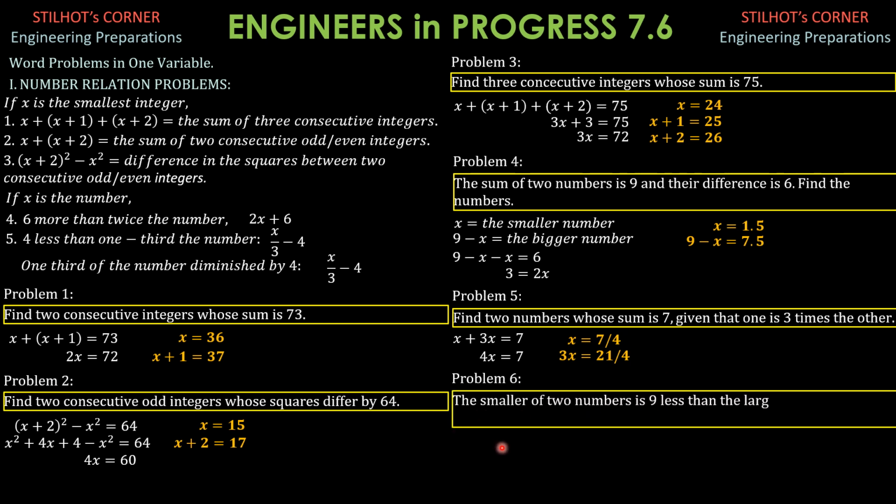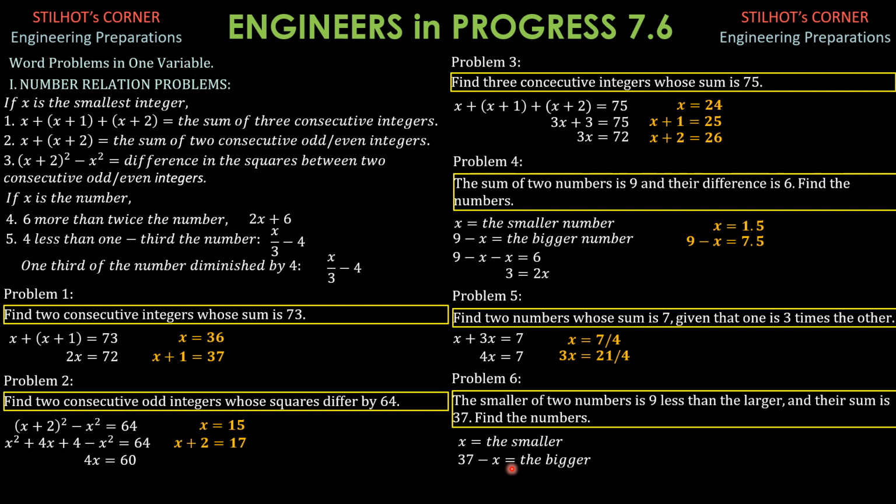Problem 6. The smaller of two numbers is 9 less than the larger, and their sum is 37. Find the numbers. So that means if x is the smaller, then the bigger is 37 minus x.